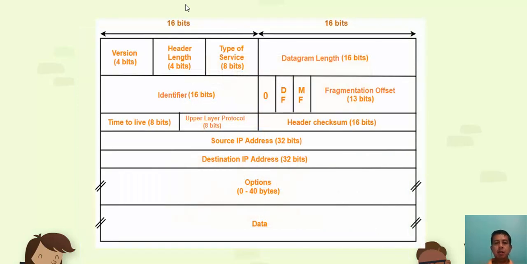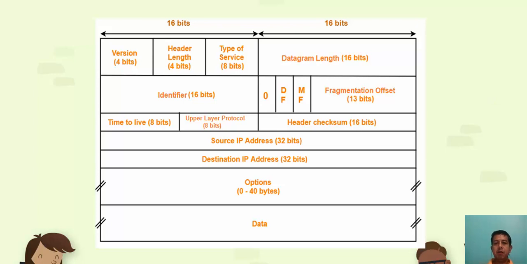Now this is a typical IPv4 header. We'll discuss each of these fields in detail. These two fields, source IP address and destination IP address, we have already discussed in detail along with subnetting. So to understand these two fields, I'll advise you to go through the previous two lectures.